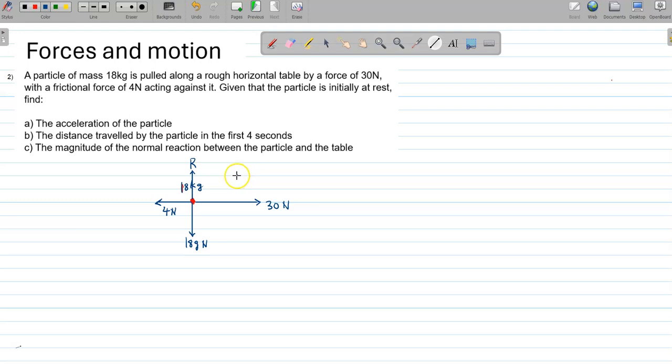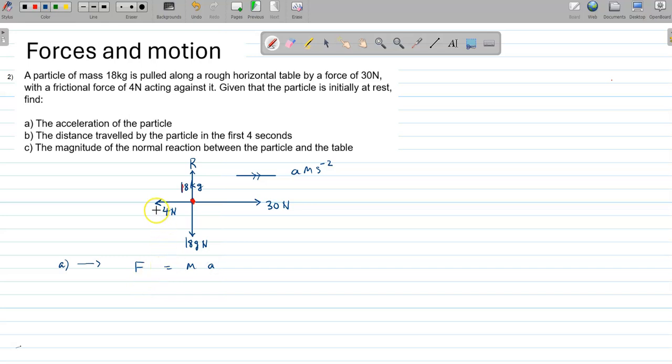So we take acceleration to be positive to the right. And that's meter per second square. How do we calculate the acceleration? Well, we know that force is equal to mass times acceleration. So let's resolve in the horizontal direction. So in this case, we have force is equal to mass times acceleration.